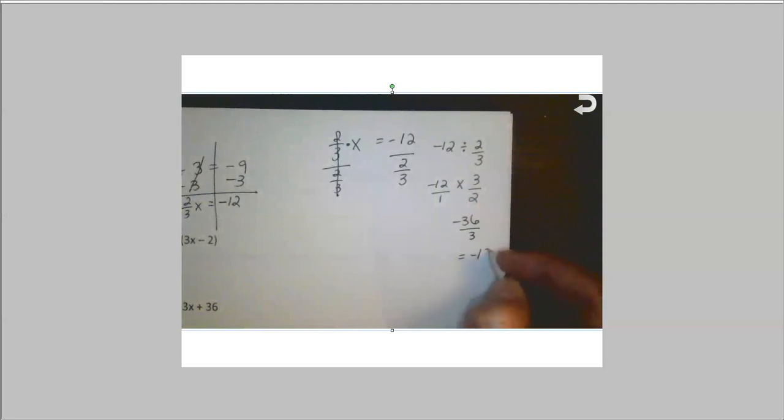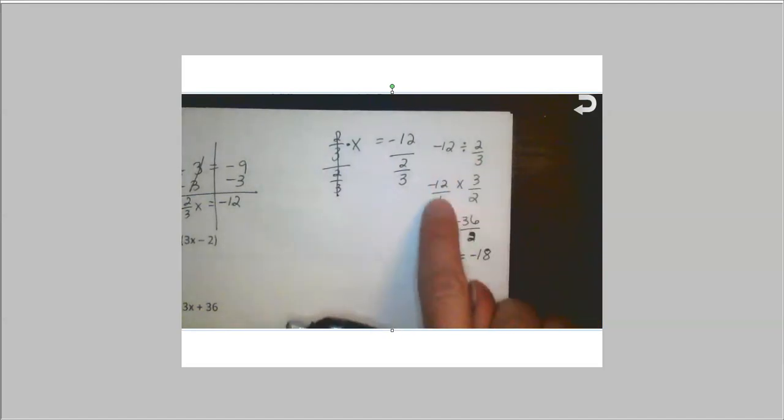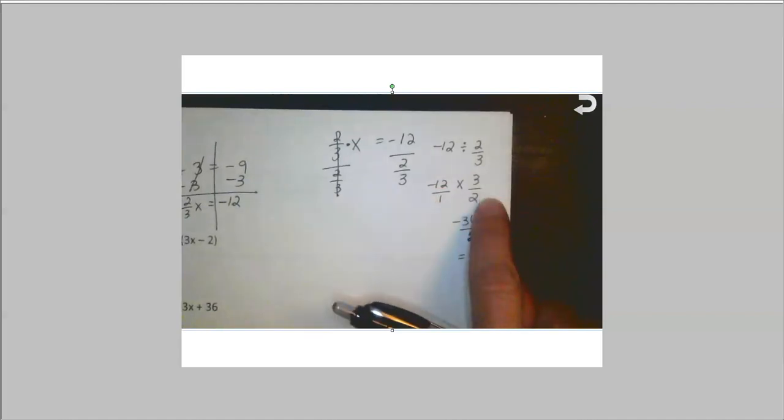Negative 12. Did I copy that down right? 6 divided by 2. Okay, sorry about that. 1 times 2 is 2, and that gives me negative 18. Okay, so we leave, change, flip. Negative 12 is the same as negative 12 over 1 times 3/2. Negative 36 divided by 2 is negative 18. If you understand that method, you can do that.